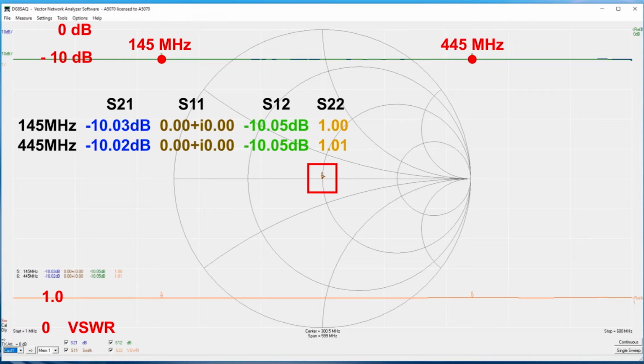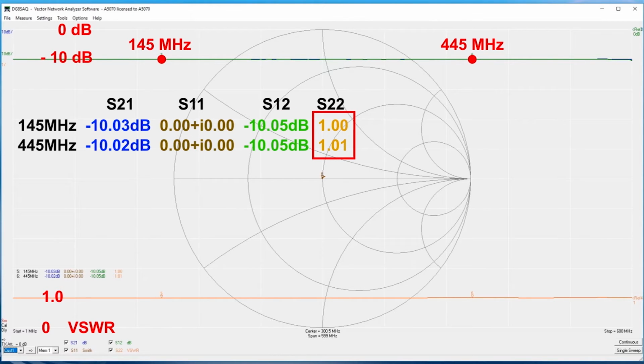S11 is displayed in the center of the Smith chart and is given numerically as the complex reflection coefficient, which is 0 plus j0. This confirms the 50 ohm value of the attenuator to 2-digit precision. S21 is 10.03 decibels and 10.02 decibels respectively at the two marker frequencies, and S12 is 10.05 dB at both frequencies. This is a pretty good comparison between the two directions for the attenuator.